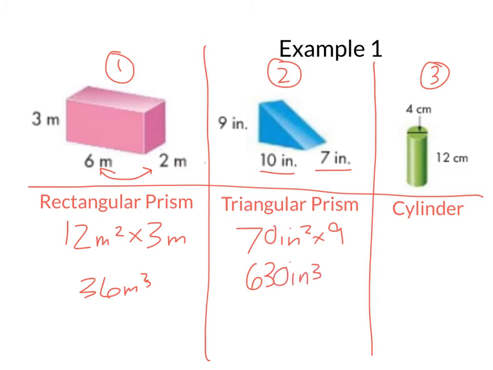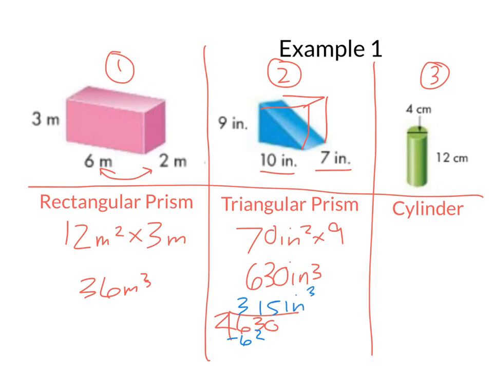cubed. And what do I need to do now? Oh, okay, well that would have been if I found the volume of a rectangular prism, but it's not a rectangular prism, it's triangular, so I need to divide it by 2. So I have 630 divided by 2. And so it's 315 inches cubed.